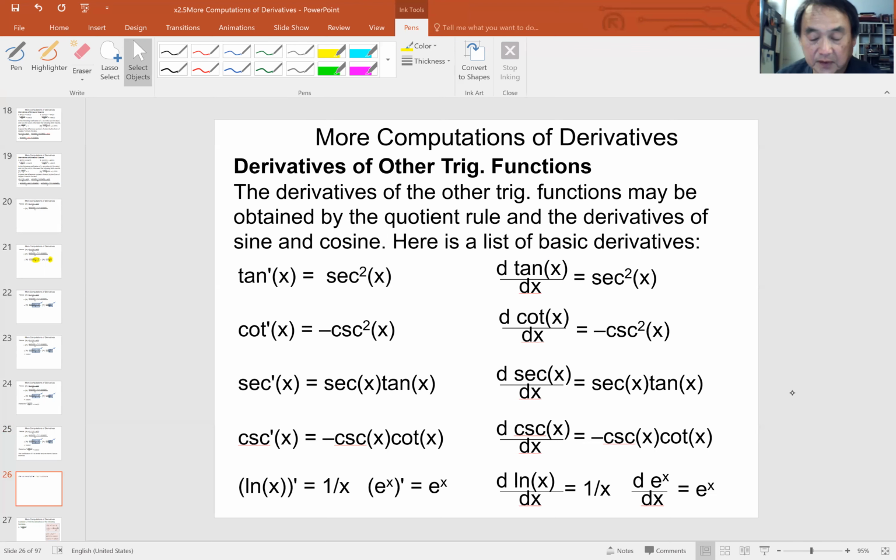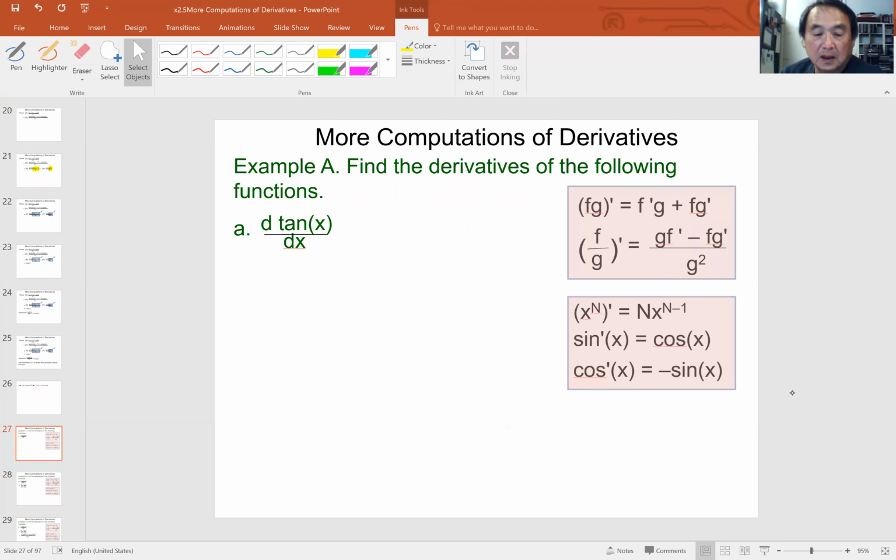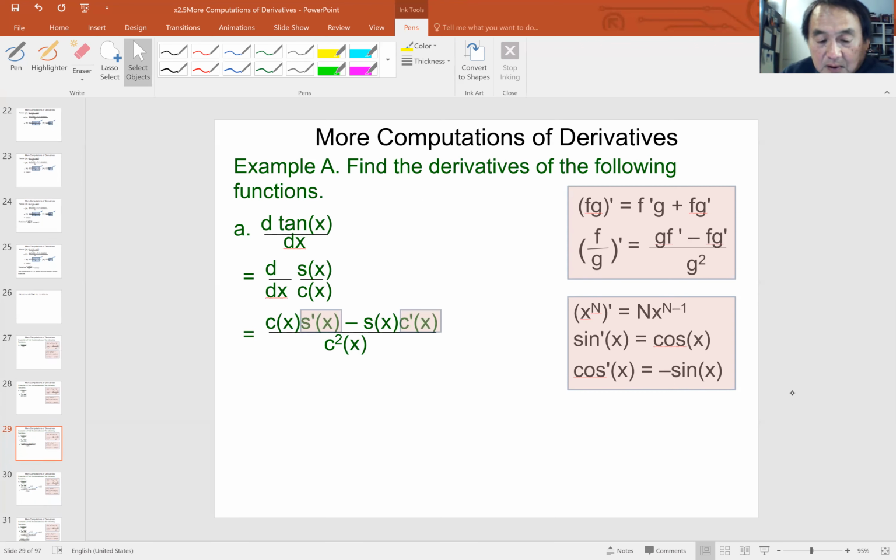Here's a list of the derivatives of the other trig functions. On the bottom, I give you the derivatives of the log and exponential functions, so we can do the homework exercises and learn the mechanics of how to take derivatives. Here's a derivation of the derivative of tangent using the quotient rule. Tangent is sine x over cosine x. So using the rule: high d low minus low d high, divided by low squared.